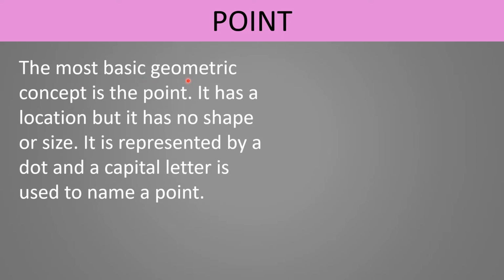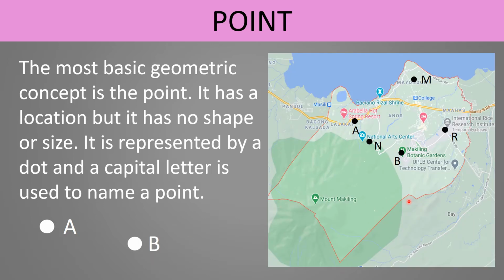We have the point. So what is a point? A point is the most basic geometric concept. It has a location but it has no shape or size. It is represented by a dot and a capital letter is used to name a point. For example, we have here a point with the capital letter A, so we can name it as point A. Next, we have a dot with a capital letter B, so we can name it as point B.